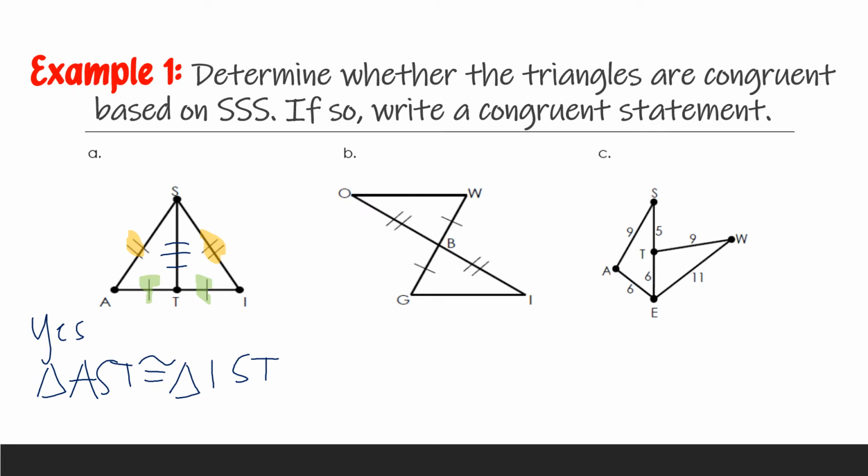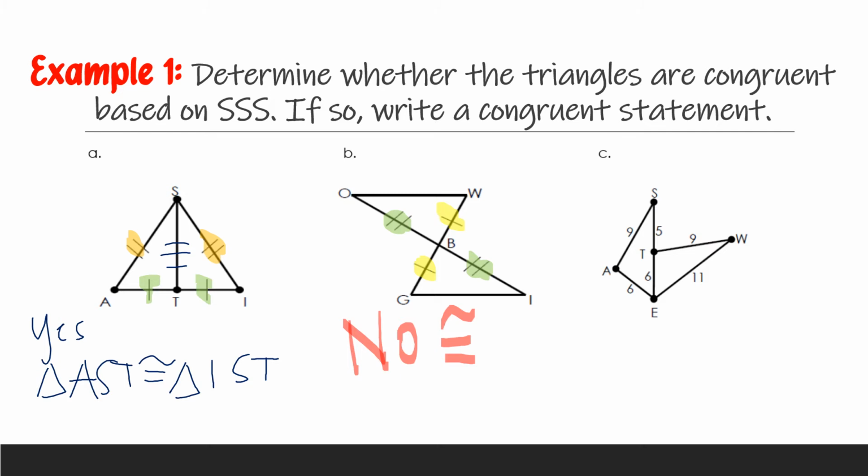All right, for triangle B, we have two sides given, OB and IB, and then we also have WB and GB. What we don't have is that third side, OW and IG, and there really is nothing there to help us conclude that those are congruent. So these are not going to be congruent by side, side, side. Maybe by something else, but not by side, side, side. So no congruence, or not congruent, however you want to say it.